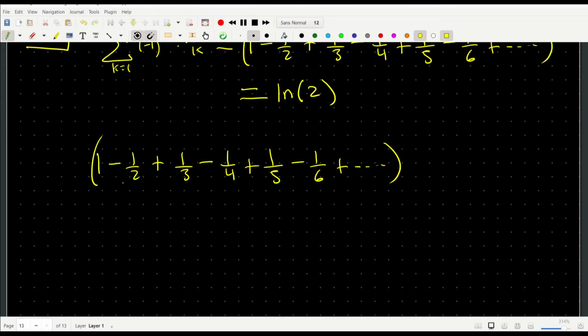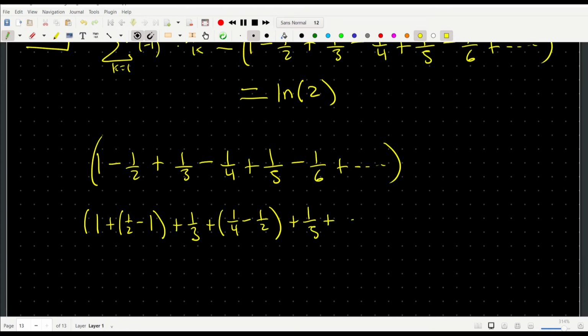And I replace all the negative terms. Negative 1/2 is the same thing as positive 1/2 minus 1. Negative 1/4 is the same thing as 1/4 minus 1/2. I continue to do this all the way down the series.